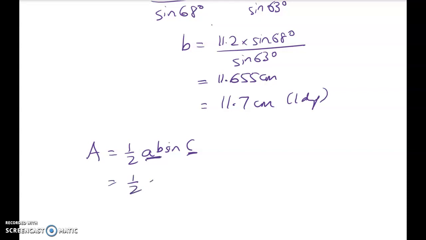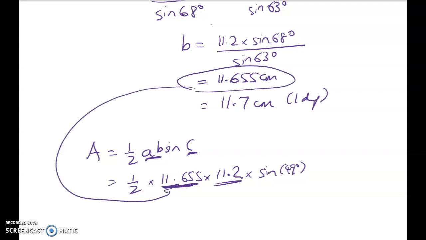So a half times 11.655 times 11.2, because we were given that in the question, times sine of 49 degrees. Notice that here I've used not just 11.7, but I've used that one that we're going to use for intermediate calculations. That gives me an answer of 49.2, and I have to give units, so it's going to be centimetres squared. And we round that at the very end.